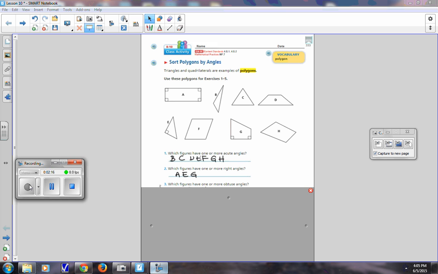Which figures have one or more obtuse angles? I find that obtuse angles are the harder ones to see. Feel free to turn your paper around and kind of look at it that way. And remember, always use the side of your paper to make a right angle to see if it goes past it. But B definitely has an obtuse angle. D has a couple of obtuse angles. F has an obtuse angle. G has an obtuse angle.